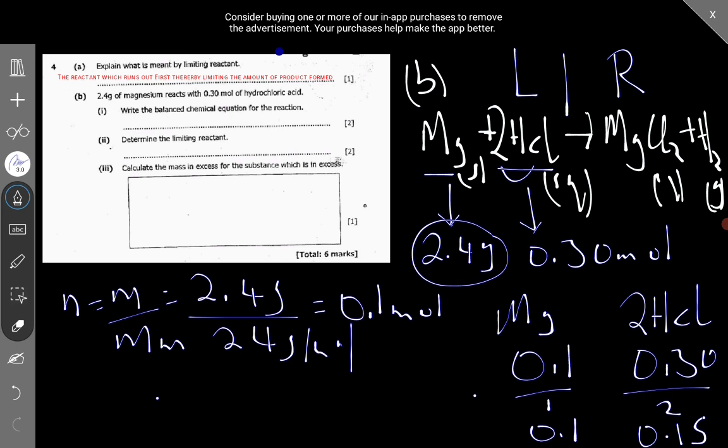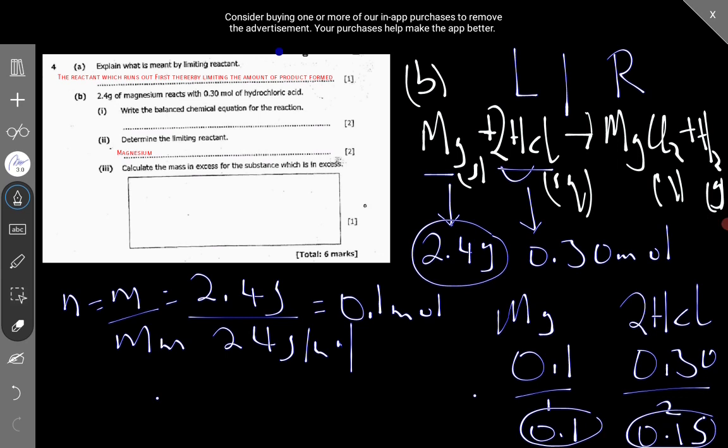Now looking at these numbers that we are getting here, we can easily see that magnesium is the limiting reactant. This number is less compared to this one here. So magnesium is the limiting reactant. After you've shown all the working, you just need to show this limiting reactant, which is magnesium. Just like that, and you're done.